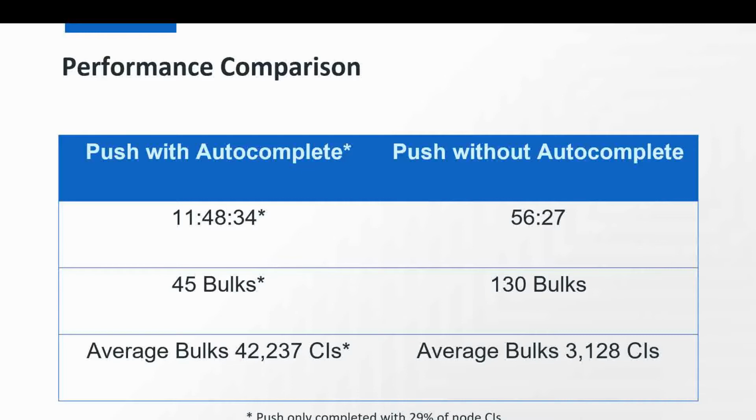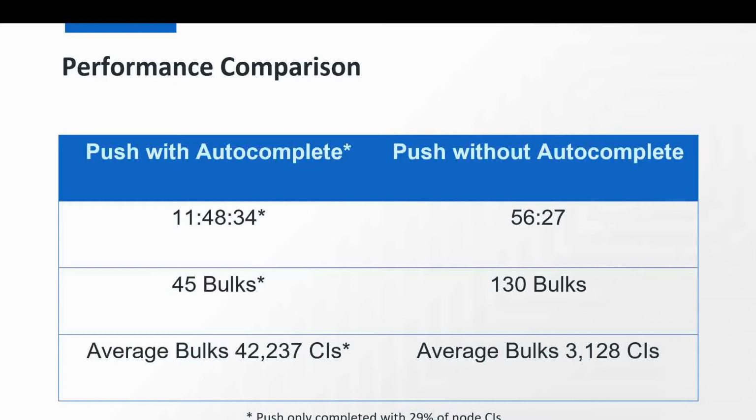I had to increase many fuses in order to get this to run. Now, without autocomplete turned on, I ran and pushed the same information from the same database. That ran in 56 minutes and 27 seconds, 130 bulks, with an average bulk size of 3,128 CIs. That was with the bulk size set back to the default 4,000.